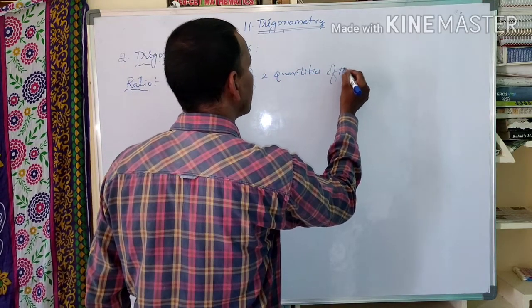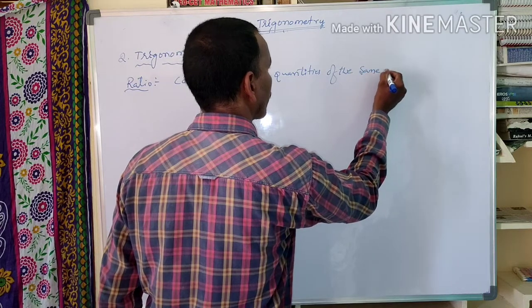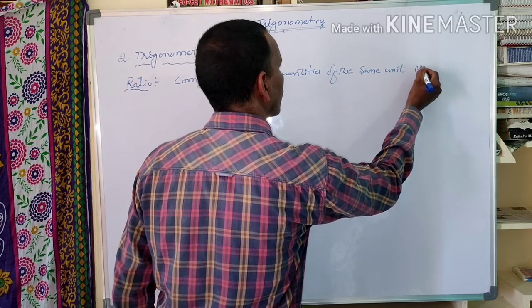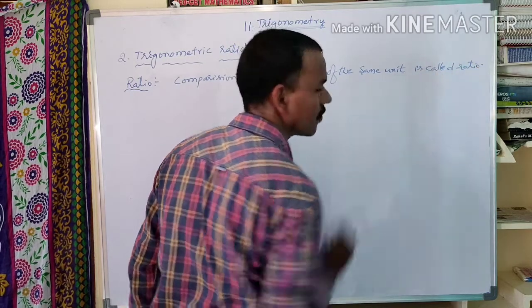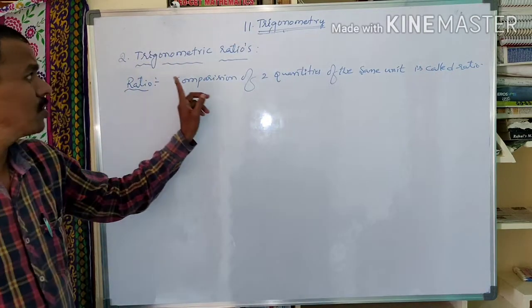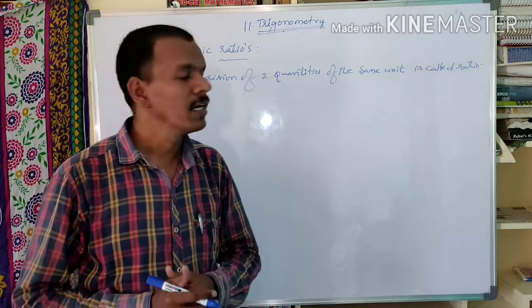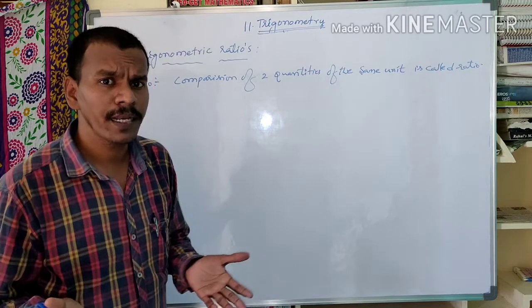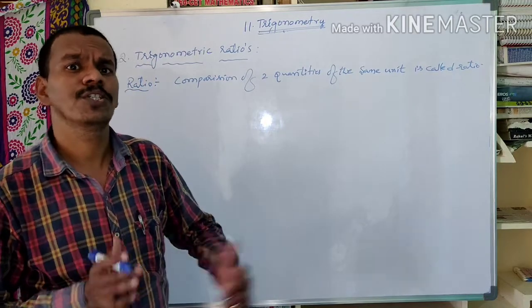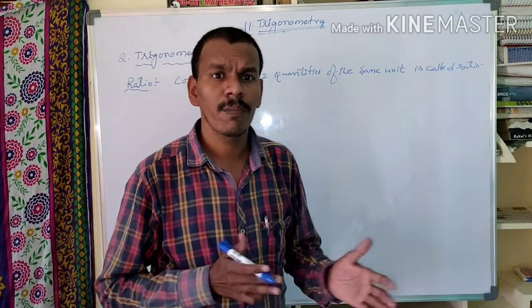Of the same unit is called ratio. So what is the ratio? Ratio means comparison of two quantities of the same unit. For example, when we are comparing, both are in the same class, we should compare it. Otherwise, we are not comparing it.